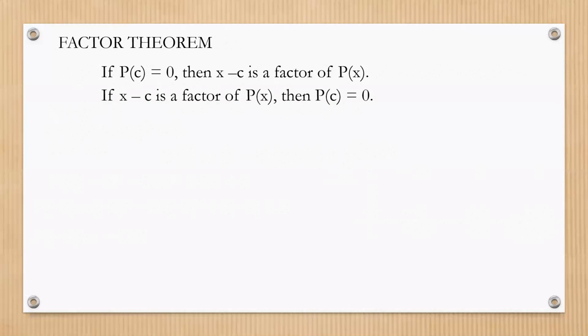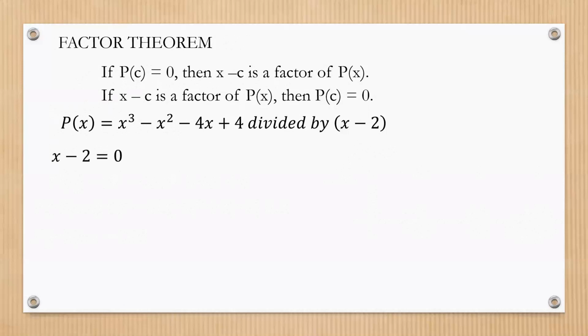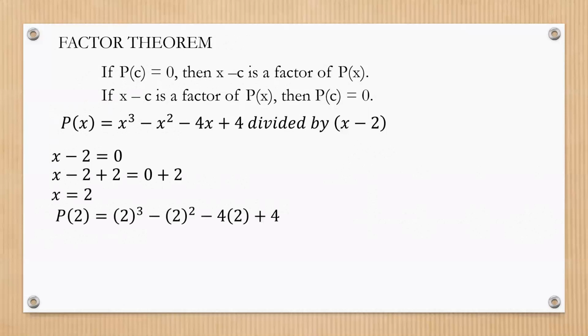So, this is actually the synthesis we have. Okay? Let me explain how. By using this, our p of x is x cubed minus x squared minus 4x plus 4, divided by x minus 2. So, let's test the divisor. So, 2 cubed minus 2 squared minus 4 times 2. So, this is 8, and then negative 4, negative 8 plus 4. So, this is p of 2 is equal to 0.